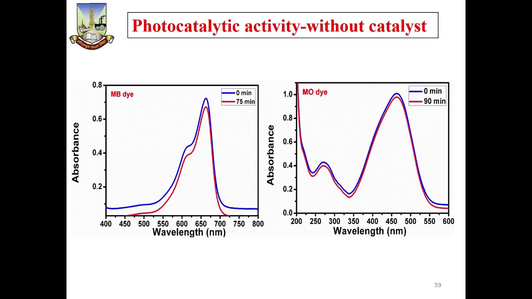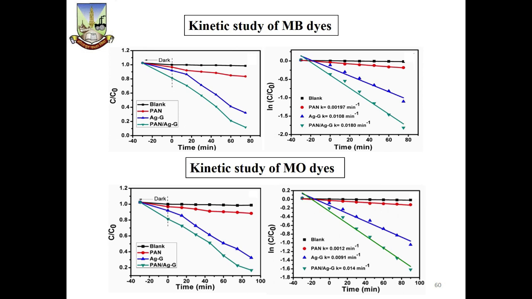For photocatalytic activity without catalyst, there is no degradation up to 90 minutes. The dye remains as such in the water. No degradation of methylene blue or methyl orange is possible without any catalyst. This is the kinetic study of methylene blue dye and methyl orange dye. Both show pseudo unimolecular first order reaction. From this kinetic study we came to know that it is a pseudo unimolecular first order reaction.